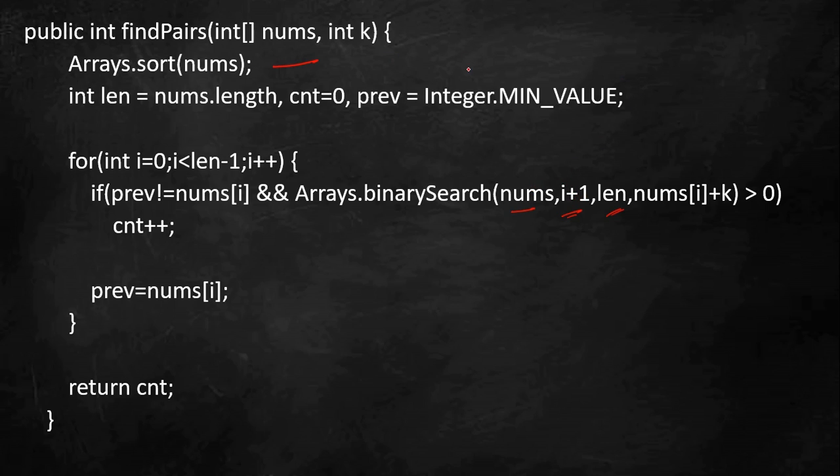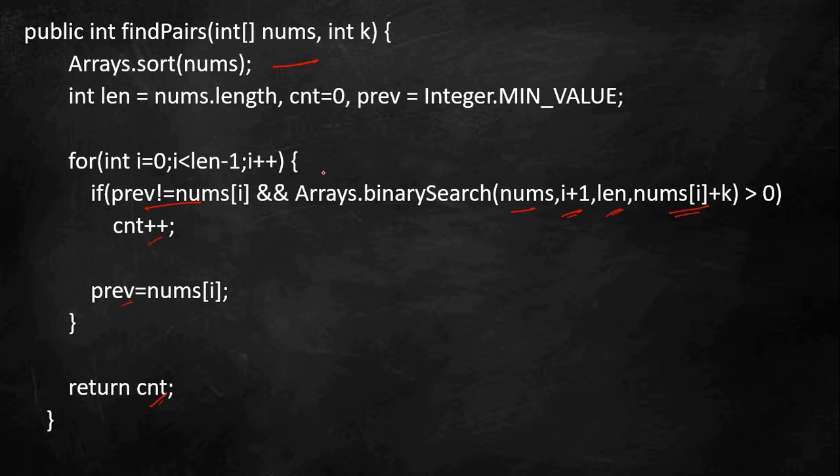If my k is 0, in that case the same number subtracted would give me 0. So it should not search from the same index, that's why it is index plus 1, and I'm searching for nums of i plus k. If that index value is greater than 0, that means I found that number in the array. In that case I need to increment the counter, and here I'm assigning my previous as my current number, so that when it goes next time into the for loop it will again do the check for this condition, and at the end we will return the counter. So it's a simple code for n log n time complexity.